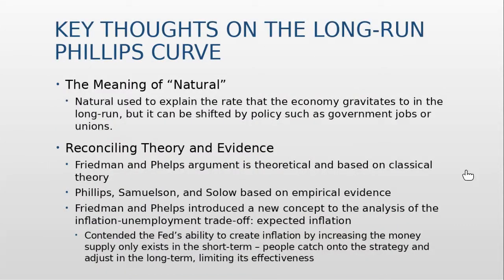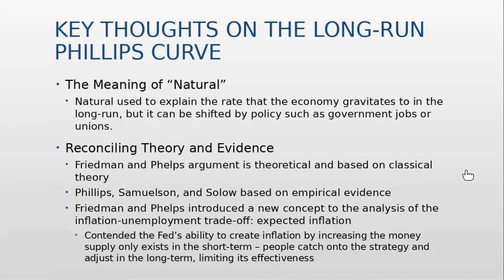So there are some key thoughts to keep in mind when you're considering the long-run Phillips curve. What is the meaning of natural? Well, natural is just used to explain the rate that the economy gravitates to in the long run, but it can be shifted by policies such as government jobs or unions. Similarly, we have the question of how do we reconcile theory and evidence? Friedman and Phelps' argument is theoretical and it's based upon classical theory. But Phillips, Samuelson, and Solow derived their argument based upon empirical evidence. That is, they collected a bunch of data points on the relationship between inflation and unemployment.